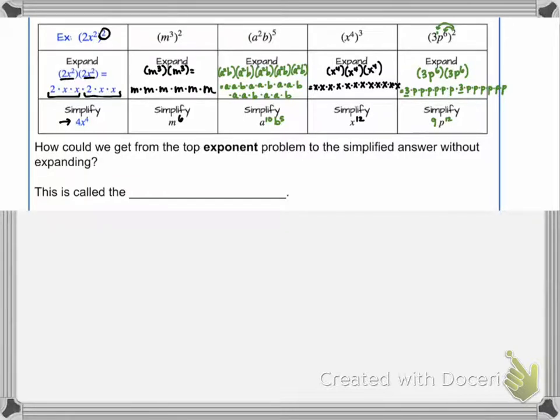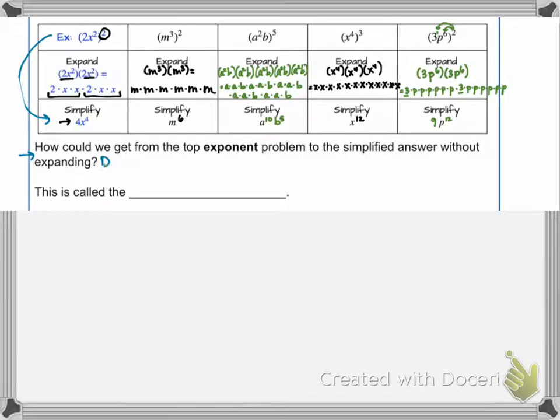This is probably the toughest rule to figure out what's happening to get you from the top to the bottom, but see if you can figure out how you would get from that top original problem with an exponent in parentheses to the answer without having to do that expansion. So look for some patterns there.